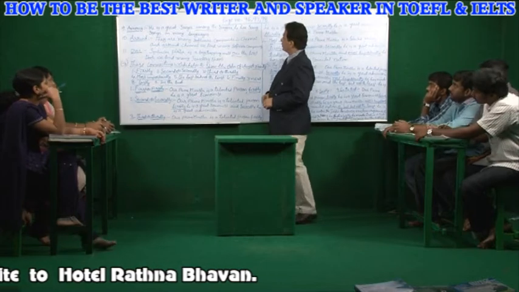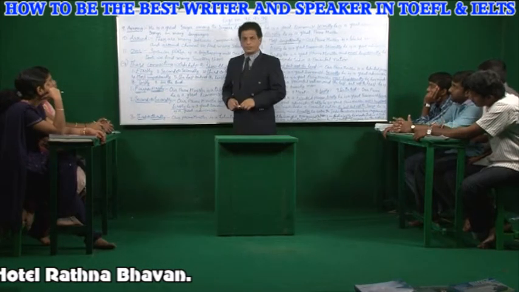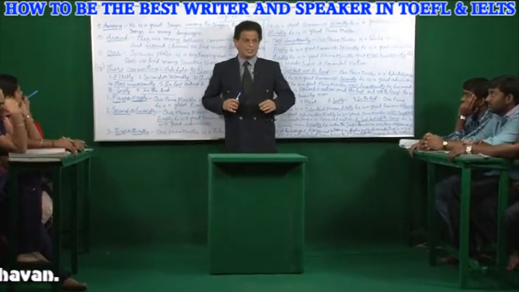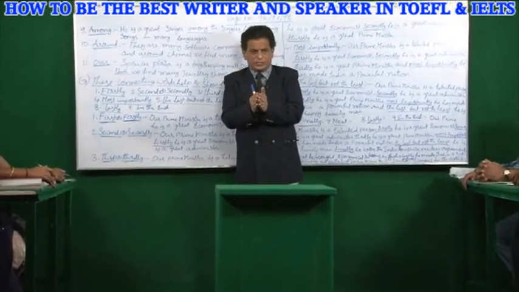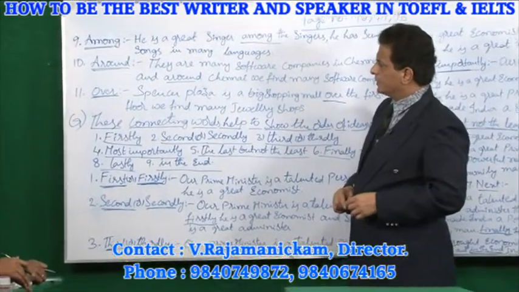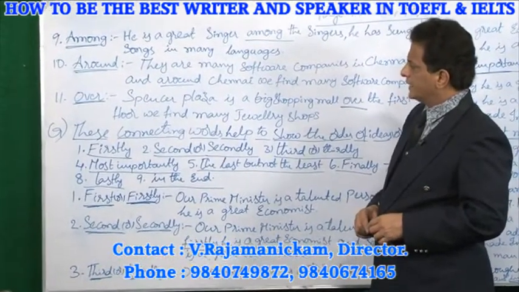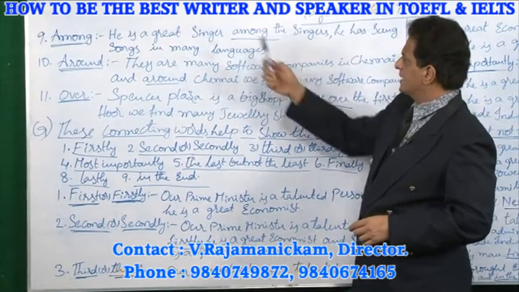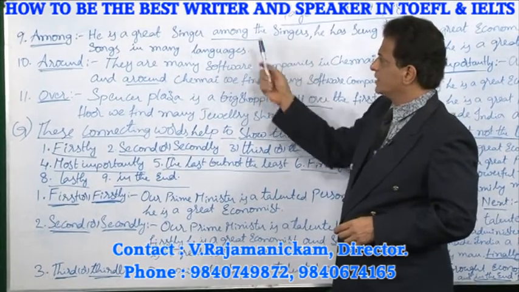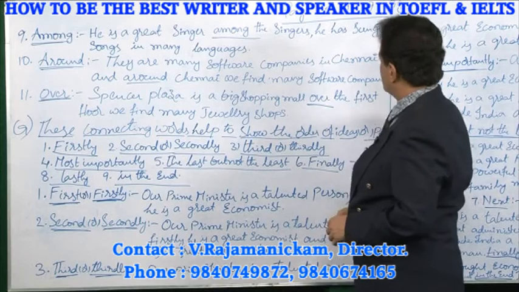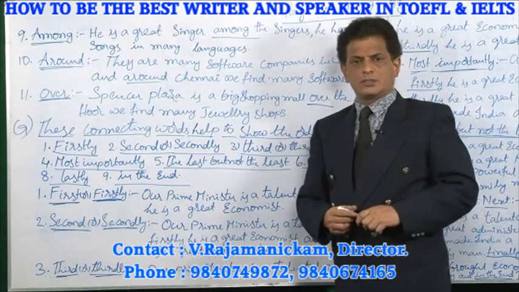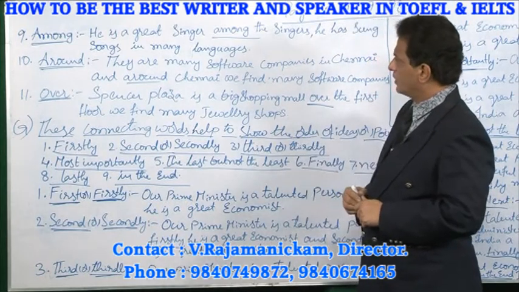Dear friends, you are continuing with that location or positional connecting word, that is among. When do you use the word among? When two persons or two things are there, you use between, but when many are there, you have to use among. So, among is a connecting word which connects different ideas. Many ideas are there. See, he is a great singer among the singers. Lot of singers are there, not two singers, many singers are there. He has sung songs in many languages. So, this among is used when lot of people, lot of things, or lot of ideas are there.